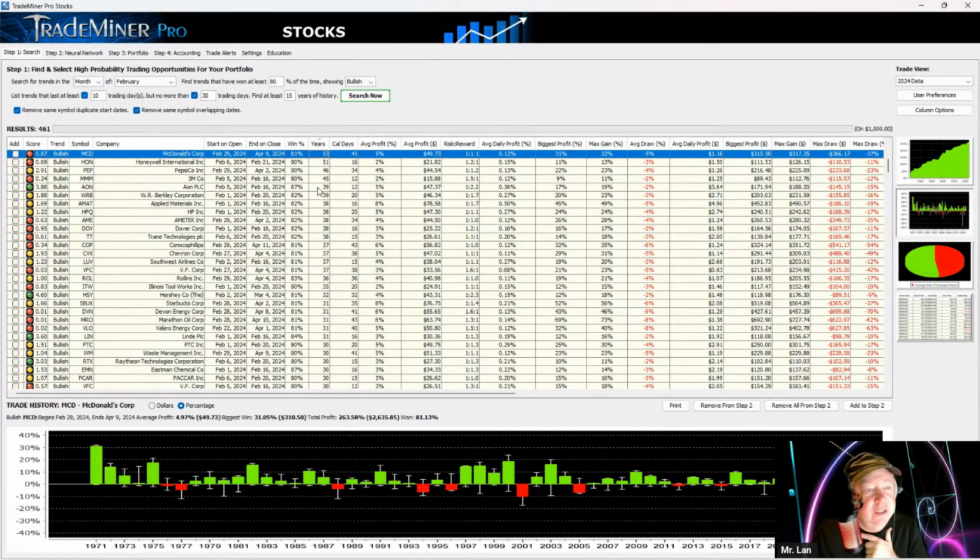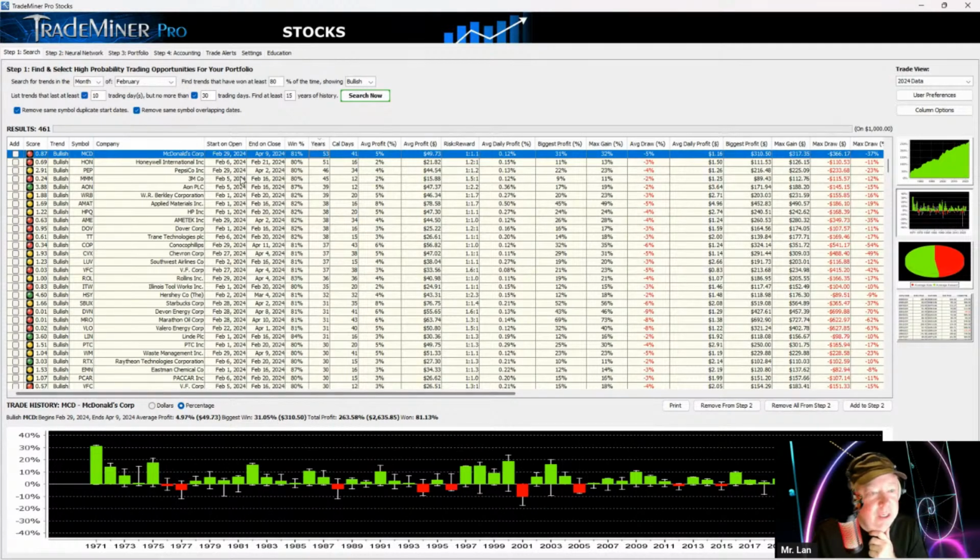There's 53 years. Look at that one. McDonald's. Now it's got a low score, but that's just because it's averaged out over so many years. It's had a lot of 81% of the time over the last 53 years, 41 calendar days, 5% on average return.